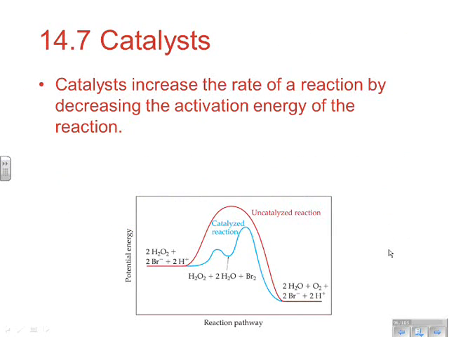Next section, 14.7, gets into catalysts. Now, some of this you actually looked at in pre-AP, so some of this is going to be a little bit of review of old ideas. Catalysts, remember, increase the rate of reaction by decreasing the energy of activation. That's something we looked at in pre-AP last year.